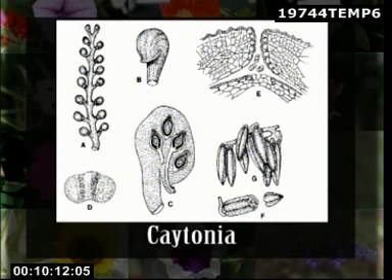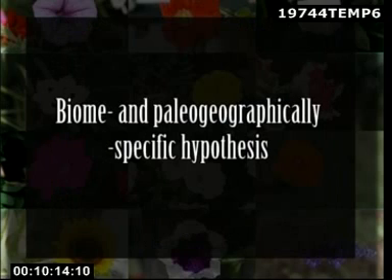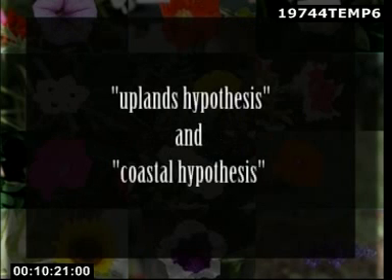Another hypothesis is biome and paleogeographically specific. Interestingly, both an upland hypothesis and a coastal hypothesis were proposed to explain topographical centers of origin and radiation of first flowering plants. According to Stebbins, alpine biomes of northern latitudes might have been the center of early radiation of the angiosperms.